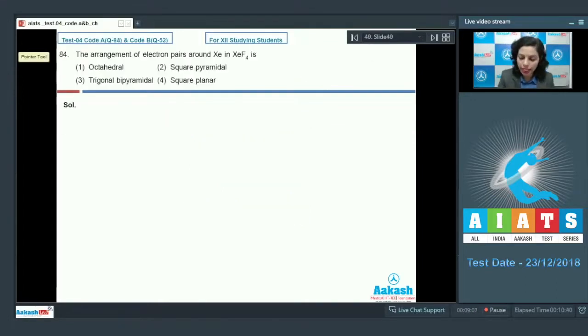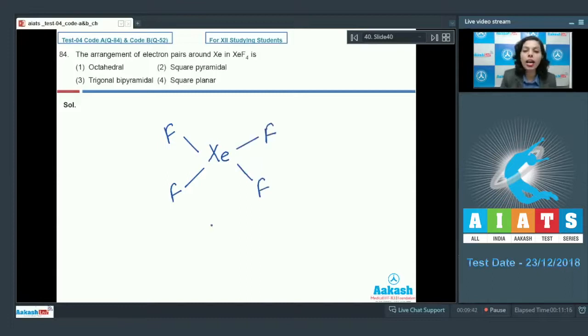Further, question number 84 is there. The arrangement of electron pairs around xenon in xenon tetrafluoride is octahedral, square pyramidal, trigonal bipyramidal, or square planar. We have to identify the arrangement of electrons in XeF4. If you look at XeF4, there are 4 fluorine atoms which are joined in this way, and there are 2 lone pairs which are present in this way.